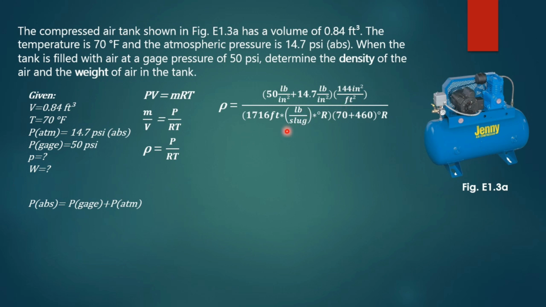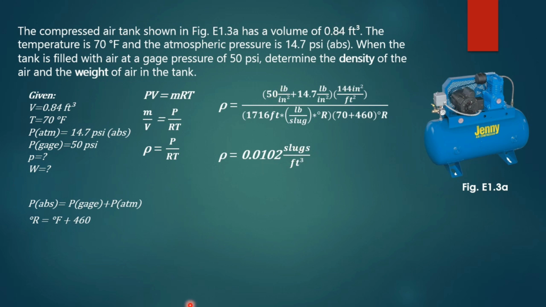Then here we have the R, or the universal gas constant, for the English unit. Then here we must convert the degrees Fahrenheit into Rankine, so we only need to add 460 to 70 degrees Fahrenheit in order to convert it to Rankine. So solving this, we will get 0.0102 slugs per feet cube.